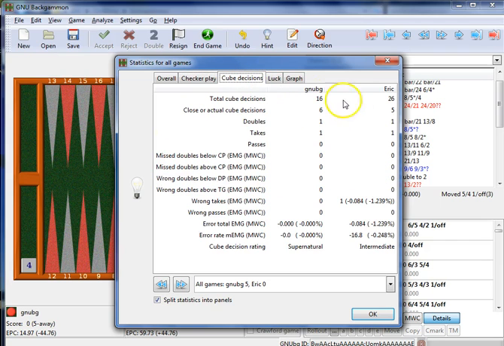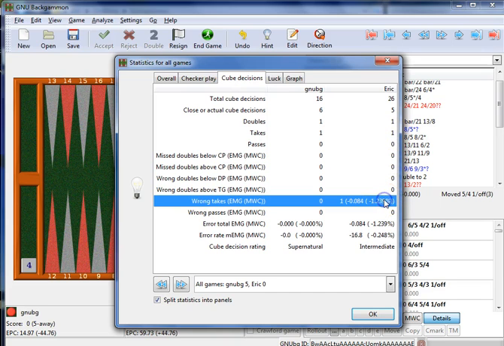And my cube decisions, I had 26 possible cube decisions, but the only ones where it was even close, where I would have actually made a decision one way or the other, was only 5. So of those 5 close decisions, one was a double, one was a take, and the wrong take is shown here, and so that wrong take gave me a cube decision error rating of intermediate. So that's what those mean.